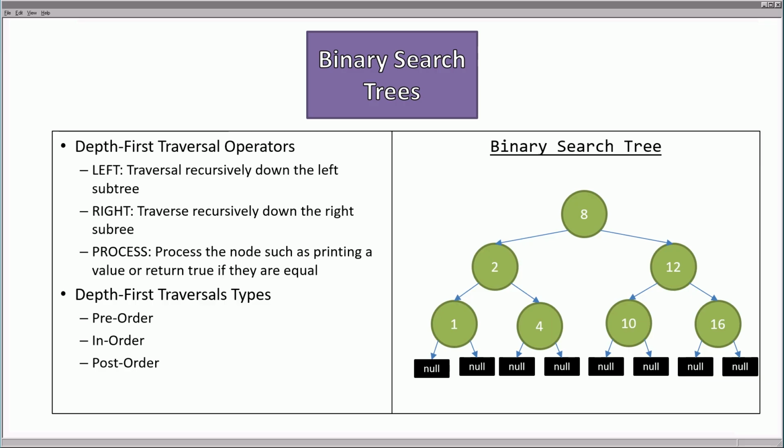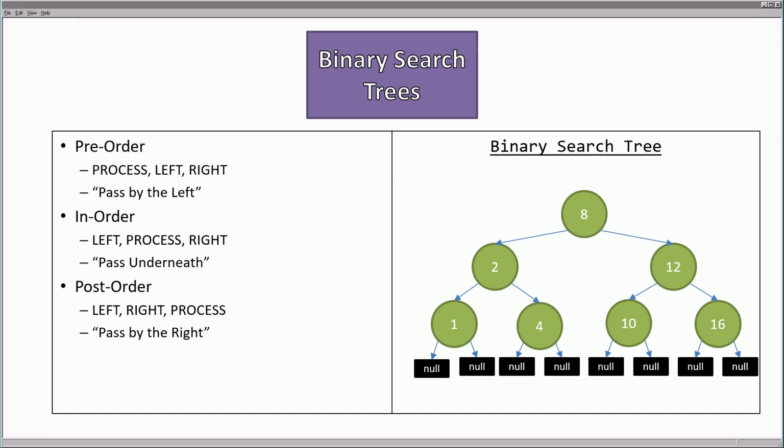Now, the combination of left, right, and process actually creates different versions of depth-first search. There's three major types: pre-order traversals, in-order traversals, and post-order traversals. Now, the way that a pre-order traversal works is you process first, recursive left, then recursive right. So in other words, if we start at the root right here, we're going to process this, then we're going to recursive left. Then we're going to process this, then recursive left, then process this, then recursive left.